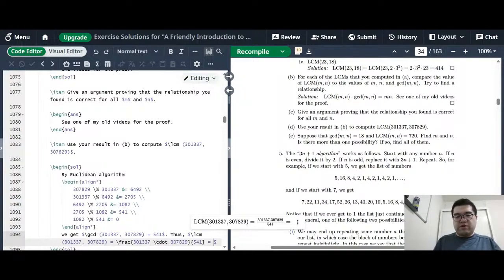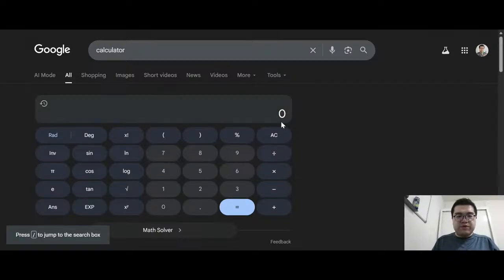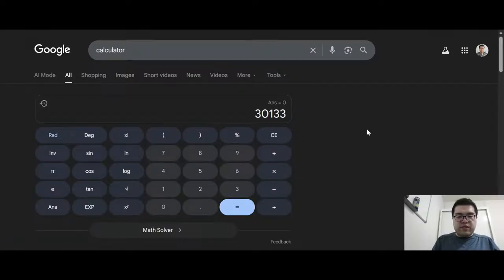again, we need to use the calculator. So let's see, we have 301,337 times 307,829, and then after that we're going to divide by 541. So let's see what we get. We actually get this number here. So this is going to be our result.